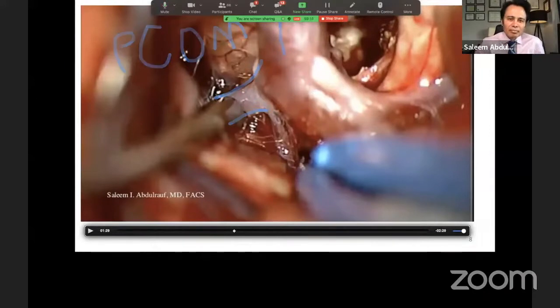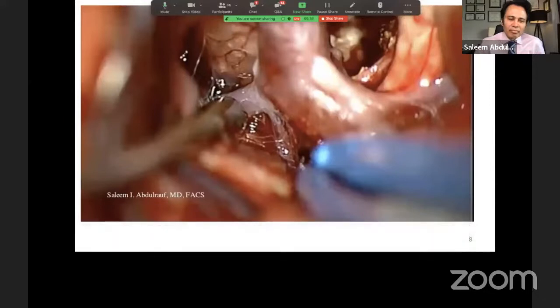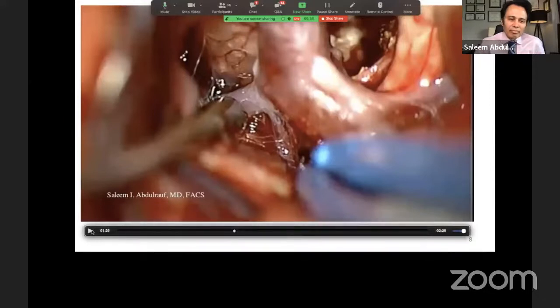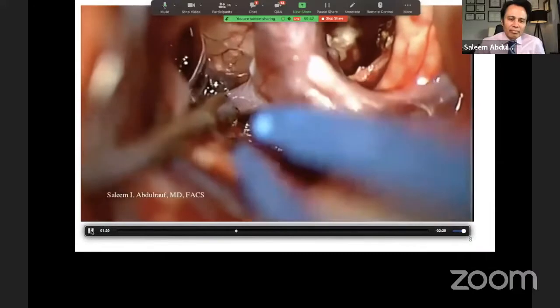Okay, and just as we talked about, just to get our view three-dimensionally, the edge of the tentorium would be somewhere here behind us. And the third nerve, we would be expecting it to be somewhere deeper here. So that's the anatomy that we're looking at. And let's continue to dissect in this area.